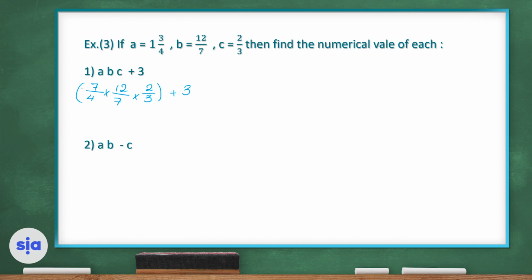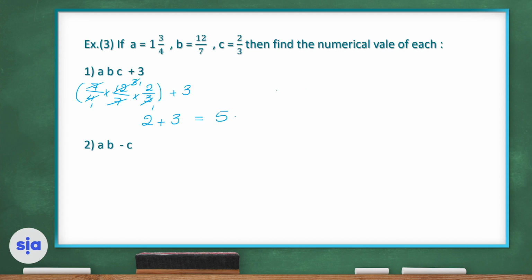To simplify this, the 7 will be crossed out with the 7. Divided by 4, it's 1. Divided by 4, it's 3. And then the 3 and the 3 will be crossed out together. So this is 2 plus 3, which is 5.